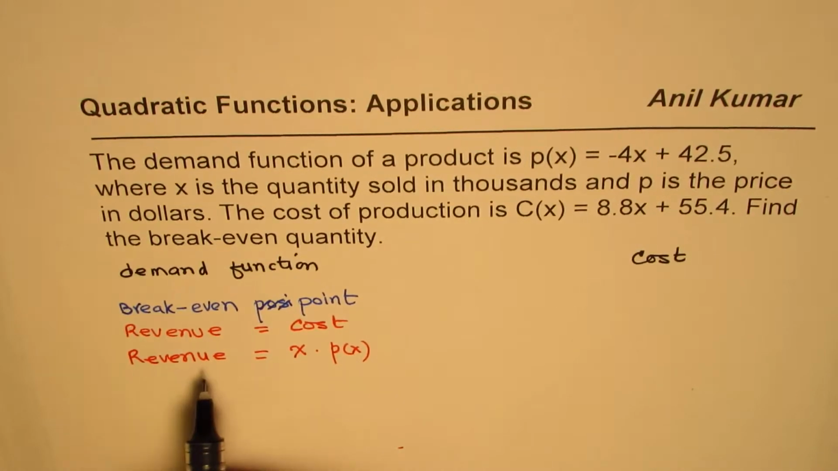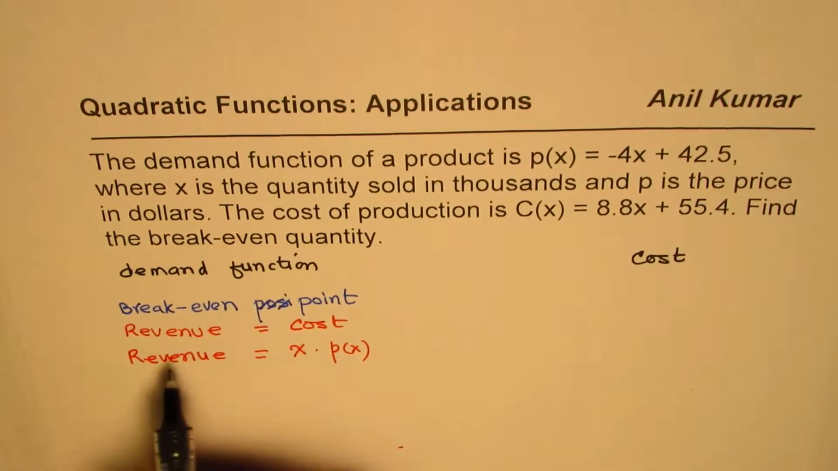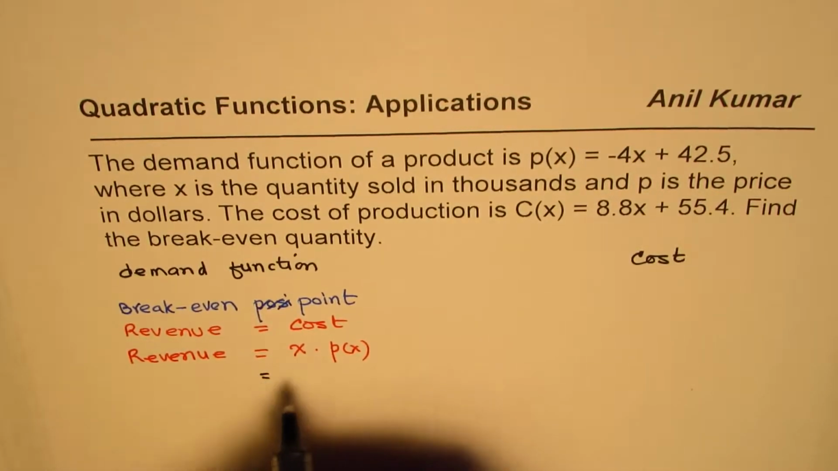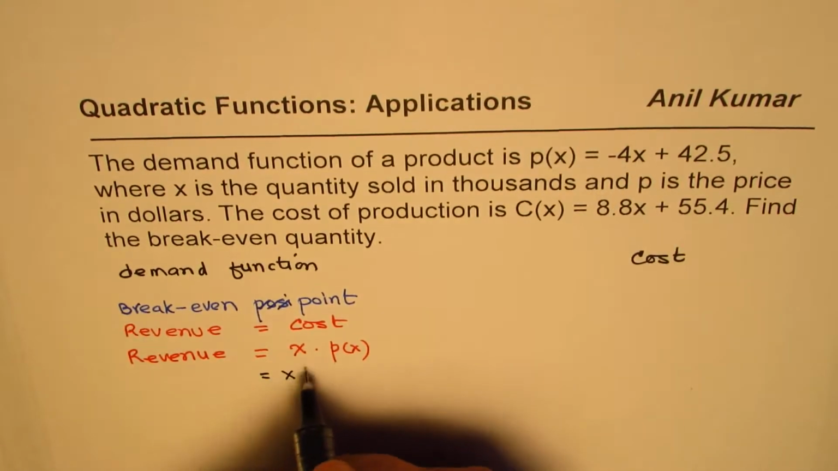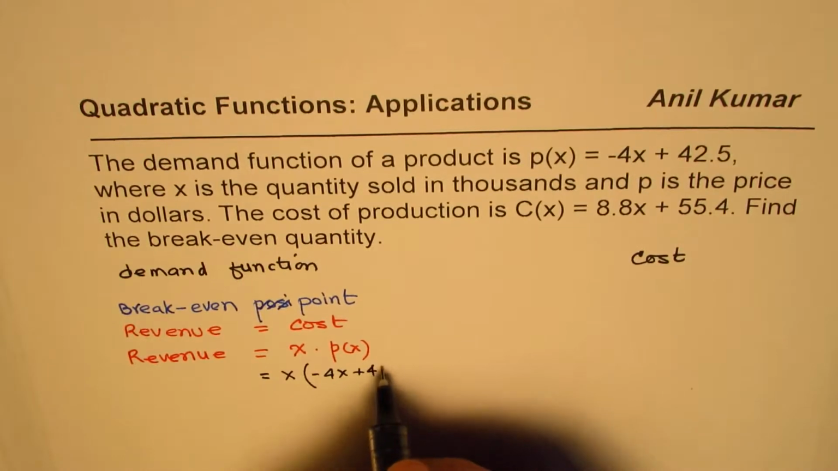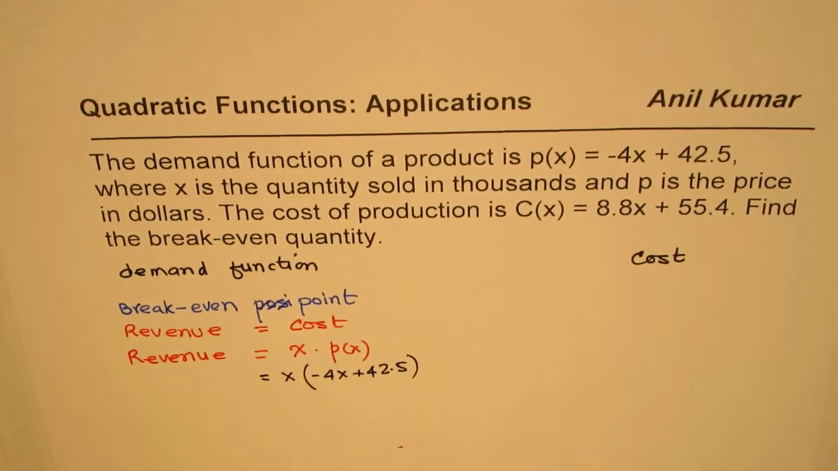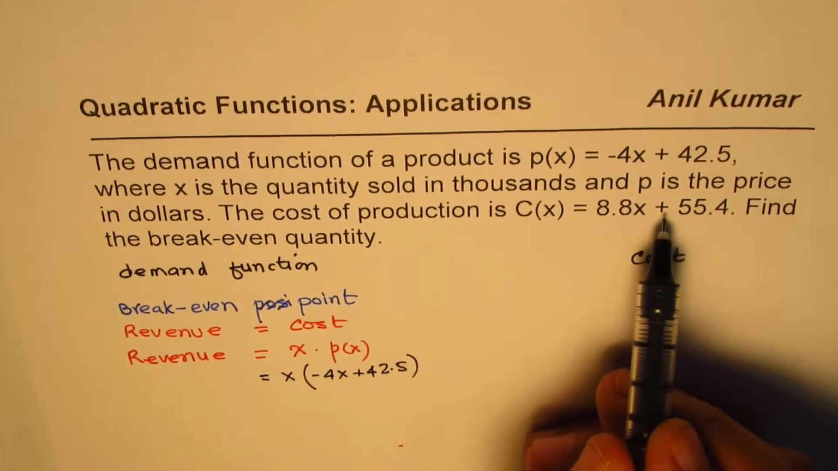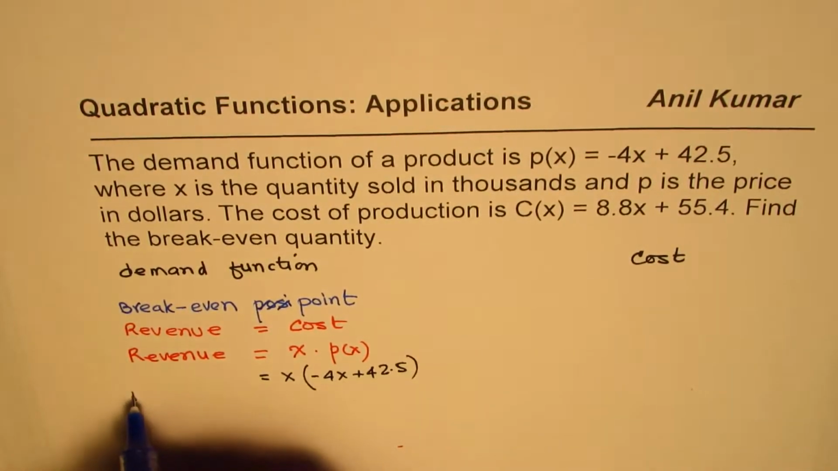So let's write down revenue is equal to cost. That gives us the break-even point. And as we have seen, revenue is x times P of x. So we'll multiply x by the demand function, which is minus 4x plus 42.5. Do you see that? So that gives you revenue. We already know the cost. Cost is 8.8x plus 55.4.